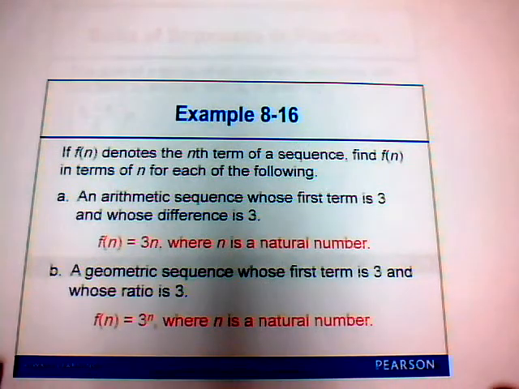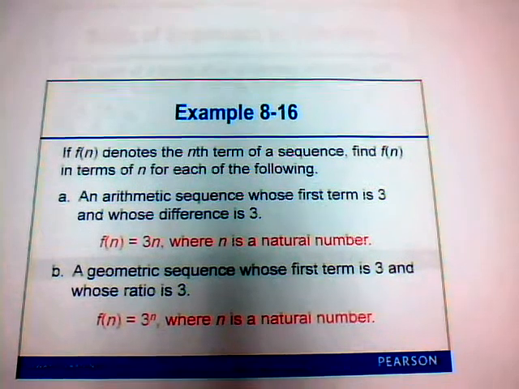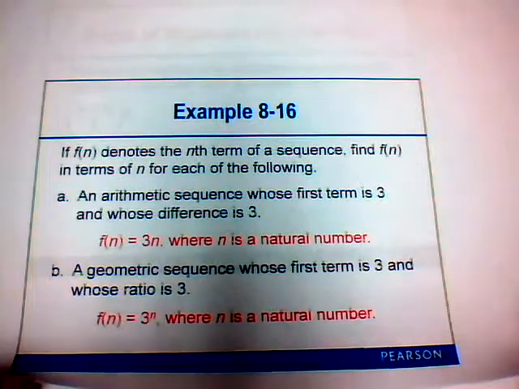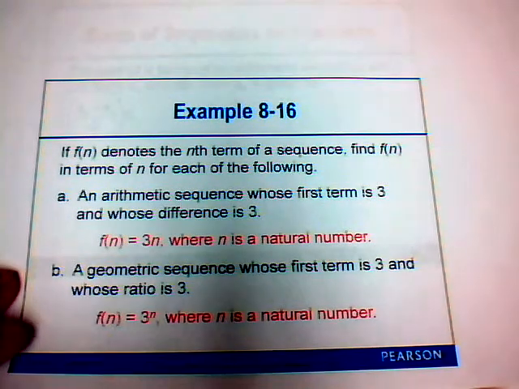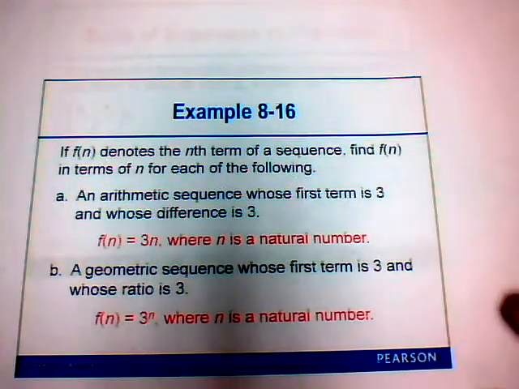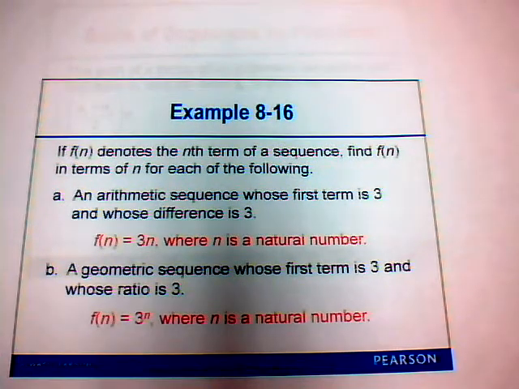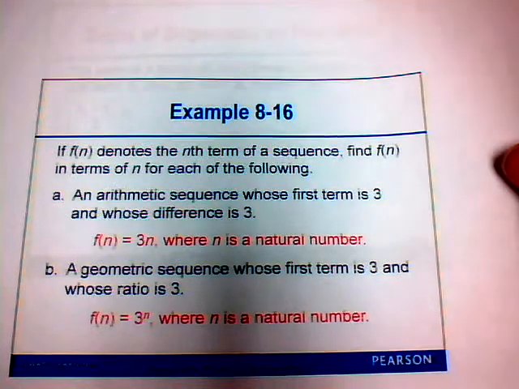Part B, a geometric sequence whose first term is 3 and whose ratio is 3. So in this case, it will be 3 raised to the power of n. As the ratio is 3 and it's a geometric sequence, there has to be an exponent involved. So it'll be 3 to the nth power, and n is a natural number.